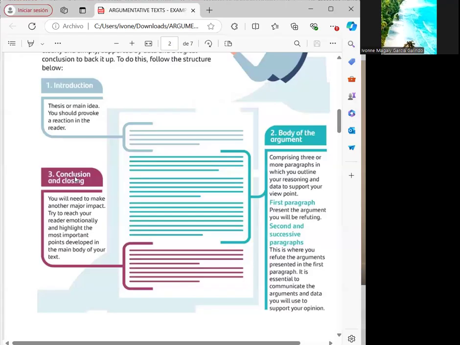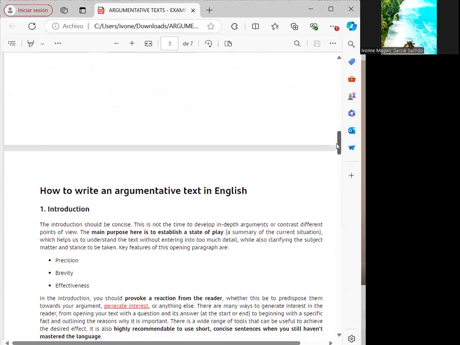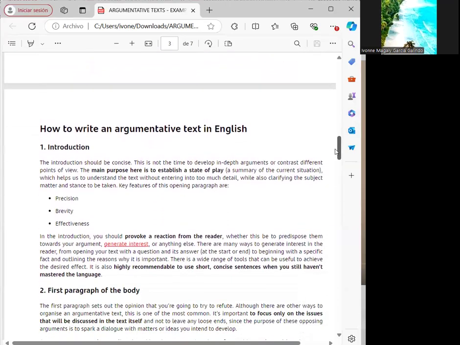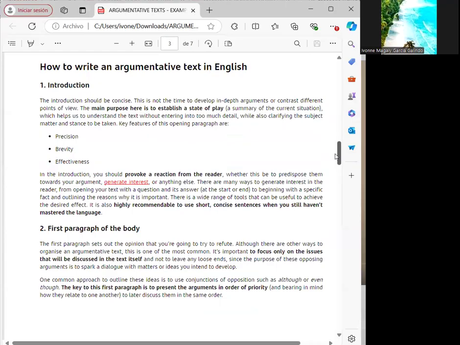And then you have the conclusion and closing. You will need to make another major impact. Try to reach your reader emotionally and highlight the most important points developed in the main body of your text. Okay, so now let's see how to write an argumentative text in English.